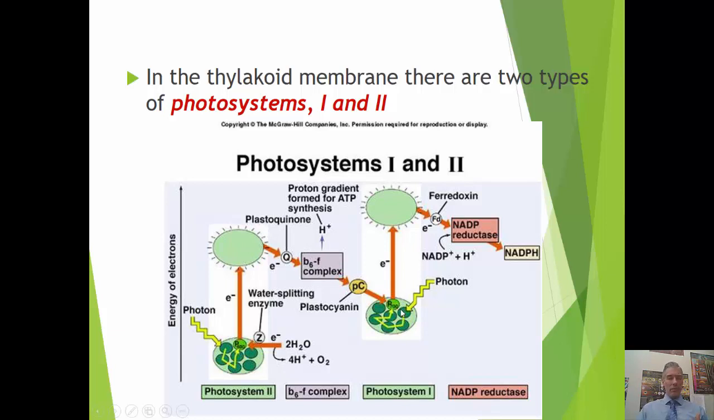In doing so, as we pass from complex to complex, we're going to pump hydrogens across the membrane, just like in cellular respiration. Those hydrogens are going to flow back across ATP synthase, which is the same ATP synthase as in respiration, but this one's found in the chloroplast, and it is going to generate ATP.